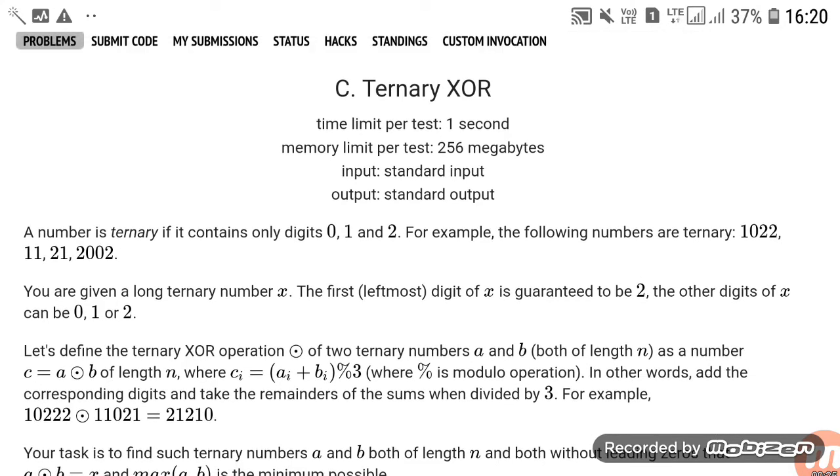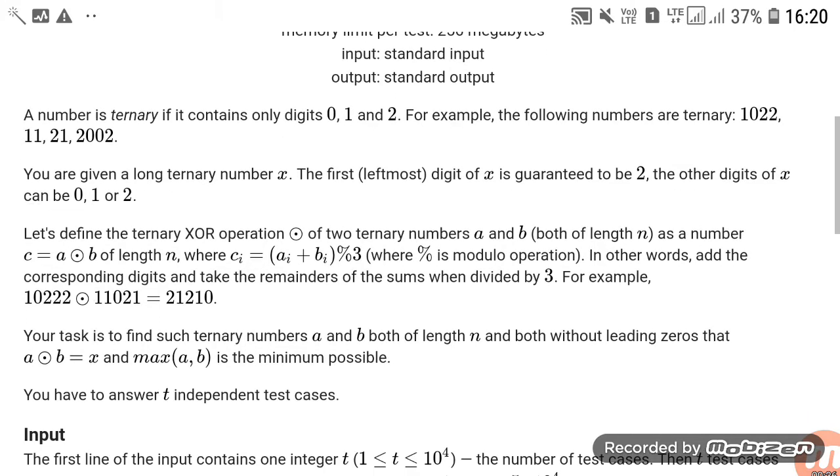So we are given a string consisting of only 0, 1 and 2. Okay, so we are given a very long number. Let's say it is x. The first, that is the leftmost digit, is always 2. So it's an important point to note. The number always starts with 2.